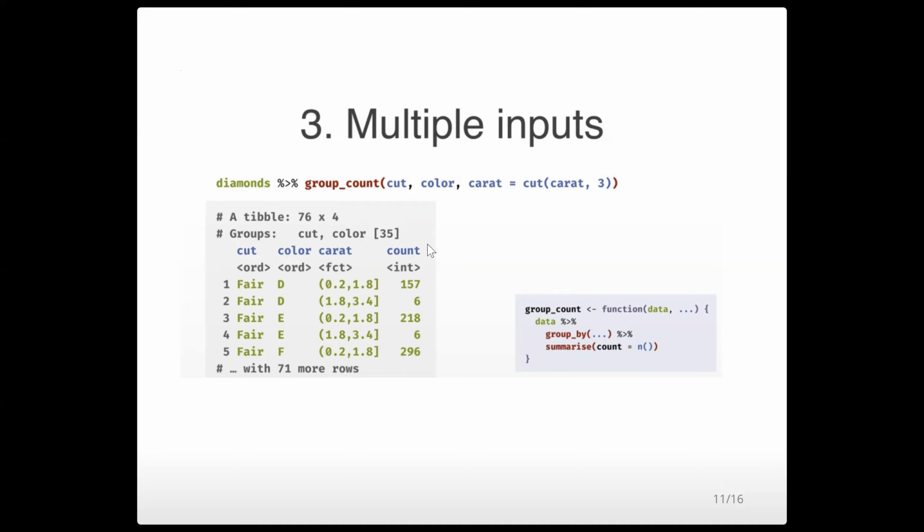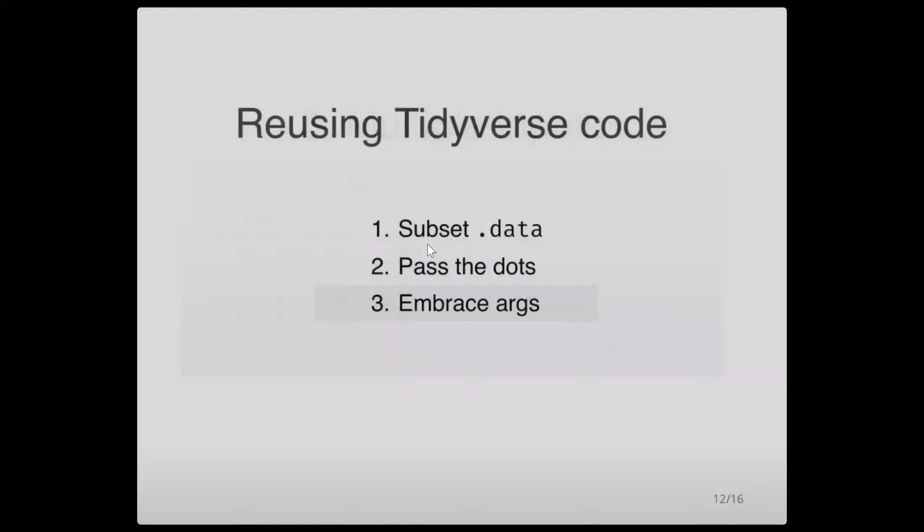So the 3 benefits were: we inherited the behavior that group by gives us, we were able to overwrite names, and now we also have the benefit of being able to use multiple inputs. And then the third of the 3 approaches that Lionel presented in his presentation is that of embracing arguments.